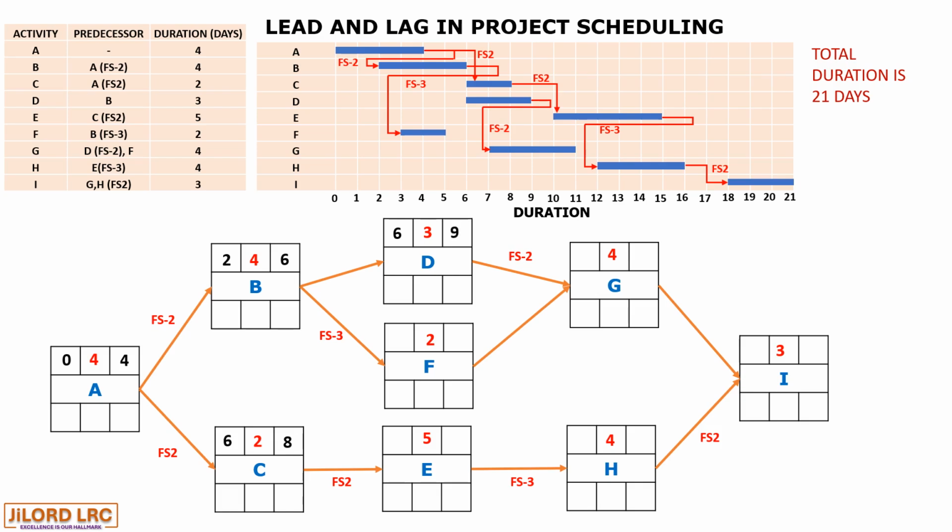Let's look at activity E. For E, there is a lag of 2, and therefore we add 2 to 8 and get 10 for the early start for activity E.